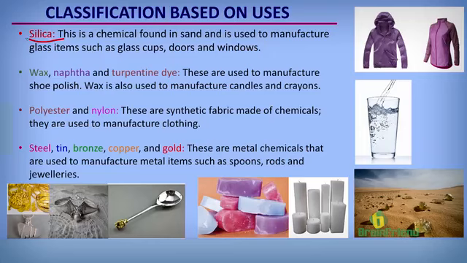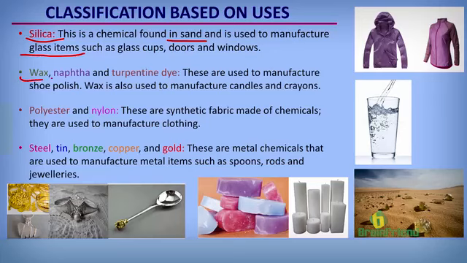Silica. Silica is an example of industrial chemicals that is gotten from sand, the sand that is found in our environment. Silica is used for the manufacture of glass items, such as our glass cups, glass windows, glass doors, and so on.